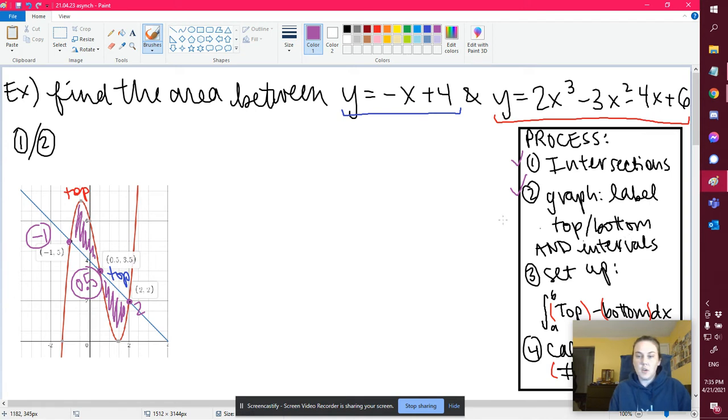The intervals are what we're about to do. Step 3, the setup, will have the same number of integrals as there are little spaces, right? So we're going to have two integrals here because there are two areas we're trying to find. I'll probably do those on two different lines. For the first integral, we go from the first intersection to where it switches over. We put the top function first.